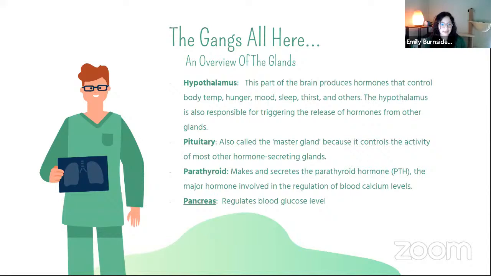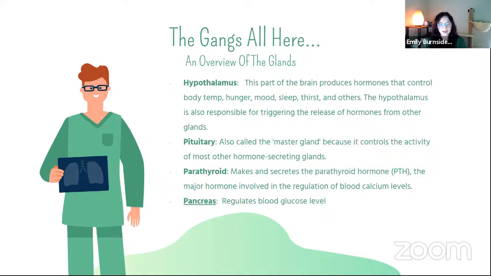Next is the pituitary gland. This is separated into 2 sections, the posterior and anterior pituitary gland. And so this is also called the master gland because it kind of just controls the activity of the other hormone secreting glands. So next we have the parathyroid gland, and this regulates your calcium levels. And I'm sure if you've taken an anatomy class, your teacher has probably used this as an example of a negative feedback loop.